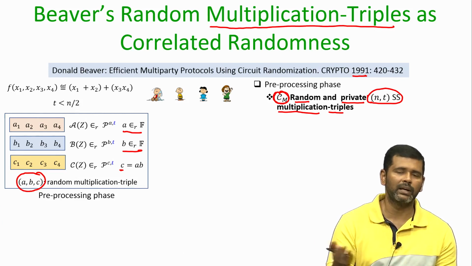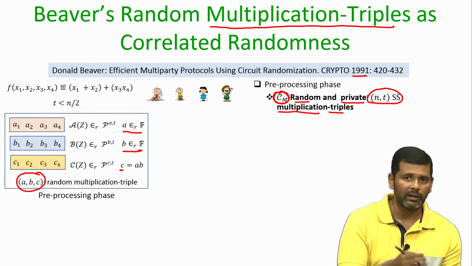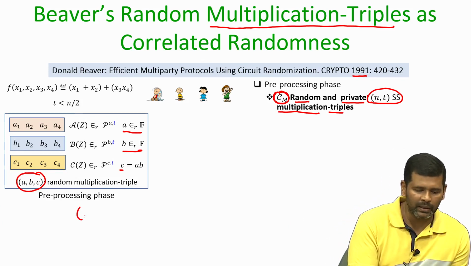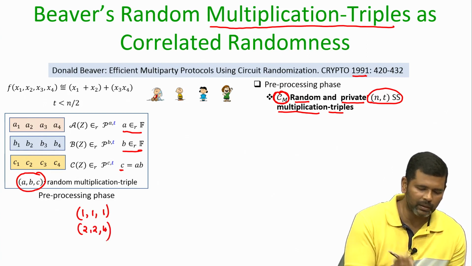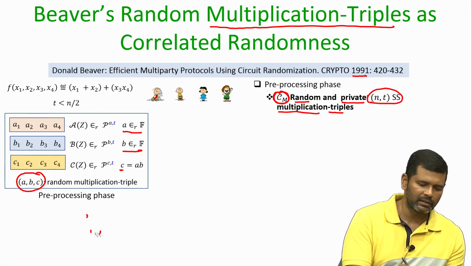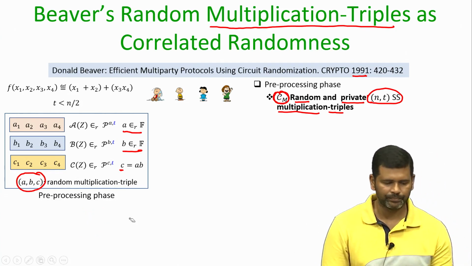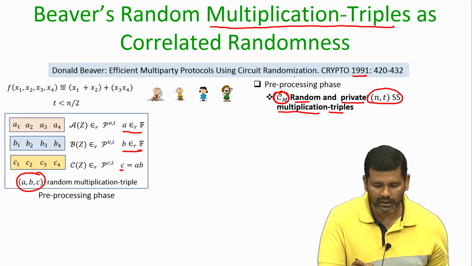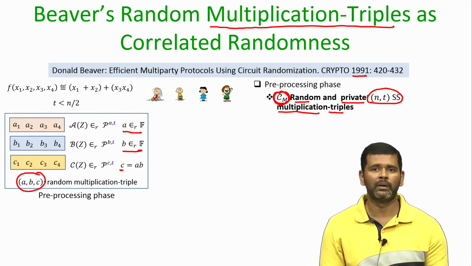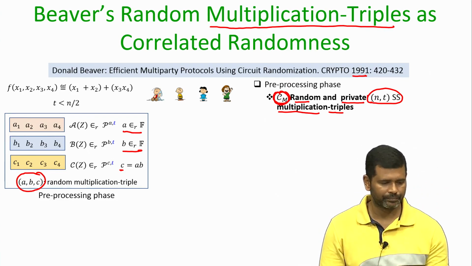That is the data structure we are assuming has already been generated in the pre-processing phase. For example, your A, B, C could be 0, 0, 0, or 1, 0, 0, or 0, 1, 0, or 1, 1, 1, or 2, 2, 4, depending upon the value of A and the value of B. And if I have more than one multiplication gate, the parties will have such a data structure generated Cm number of times, independent of each other.